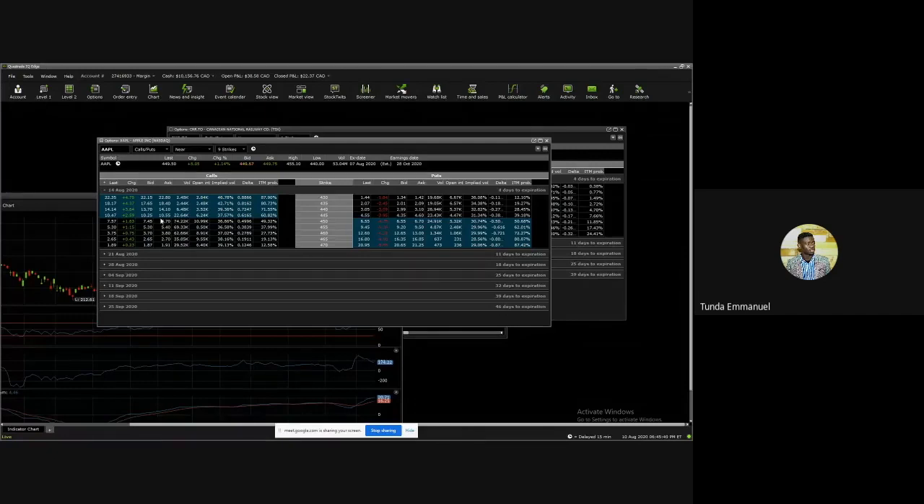So for example, let's say you bought some calls here. Let's say you bought these calls at 430 when the stock was still at 400. You bought them at, let's say, 10,000.